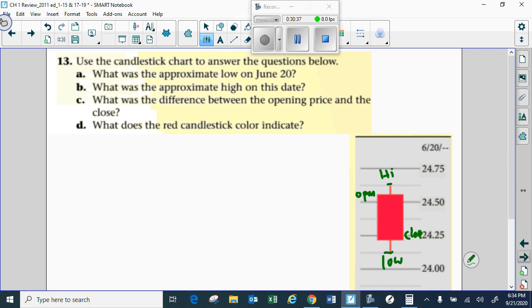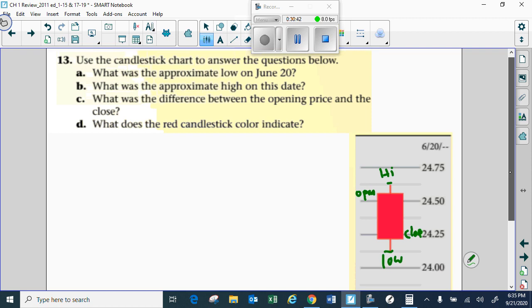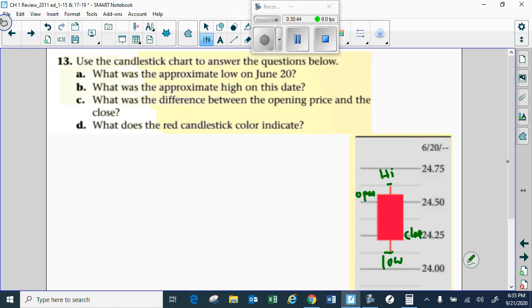What was the approximate low on June 20th? So this must be for June 20th. Okay, yes, here we go, June 20th right there. The approximate low on June 20th. So we look at this right here, $24 compared to $24.25. That's exactly halfway, so we'll say $24.13. What was the approximate high on this date? That's almost exactly halfway, so about $24.62.